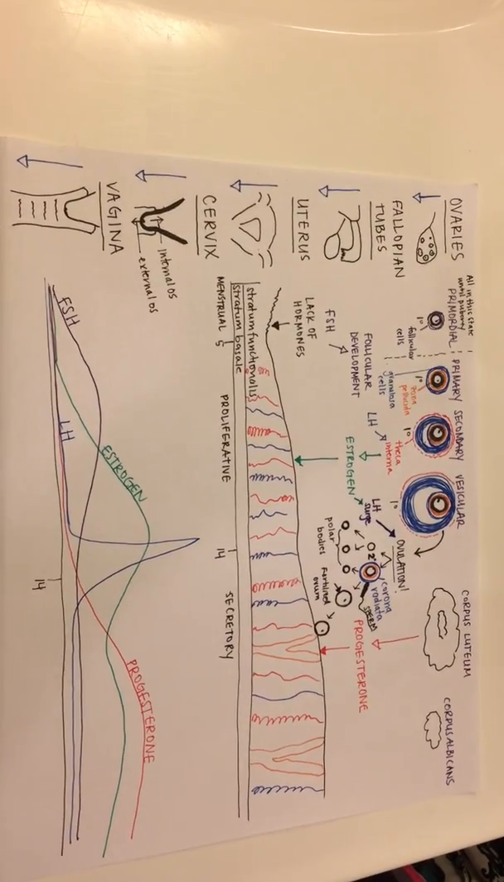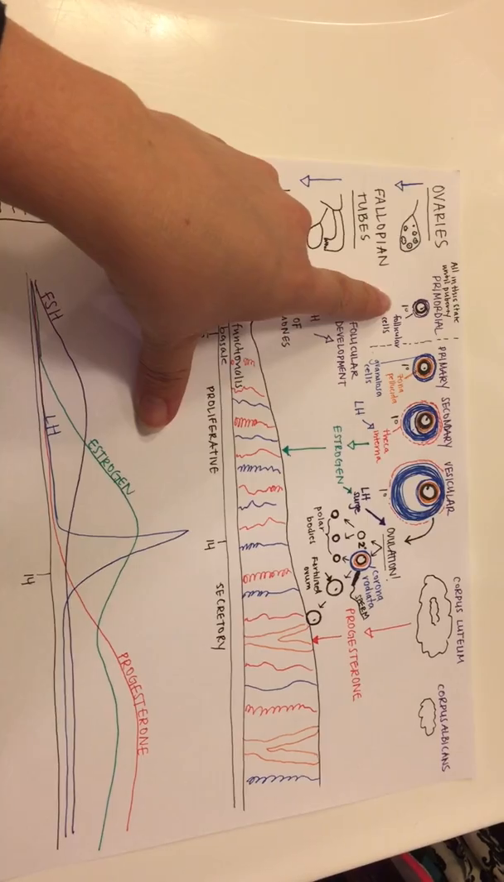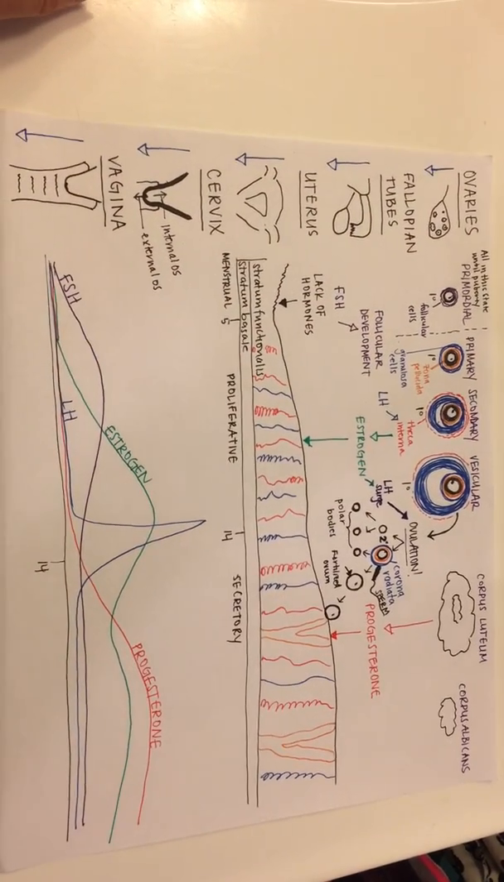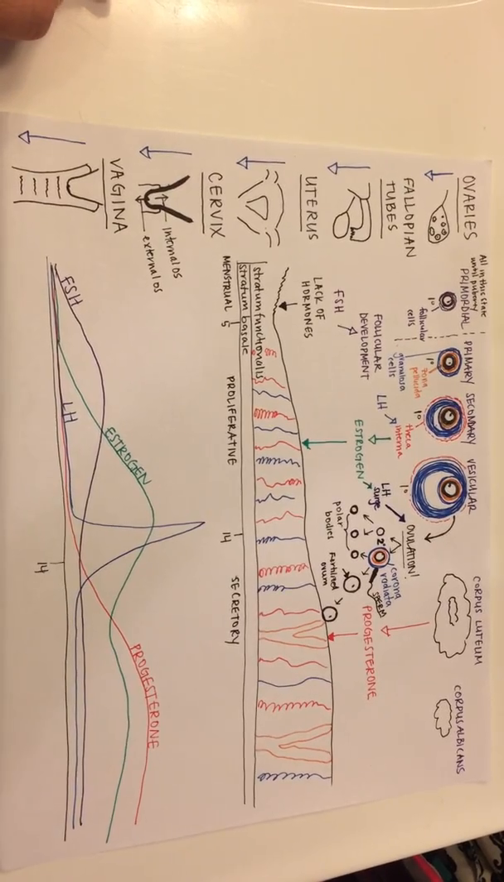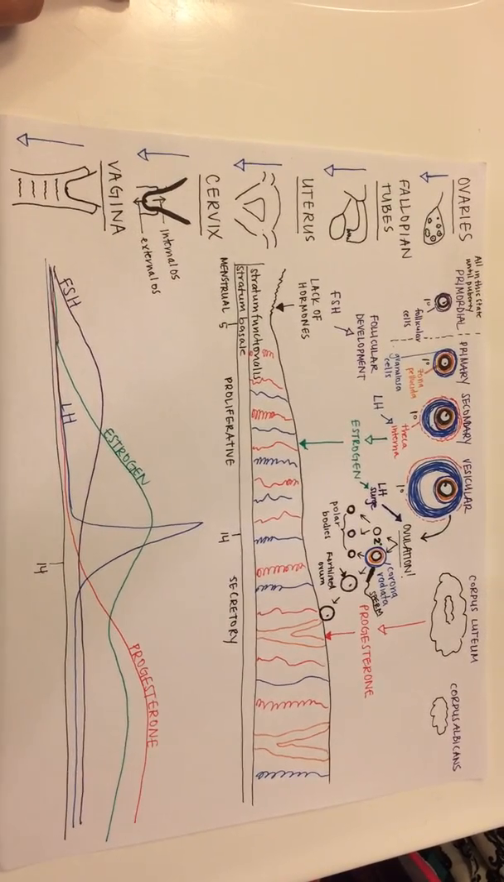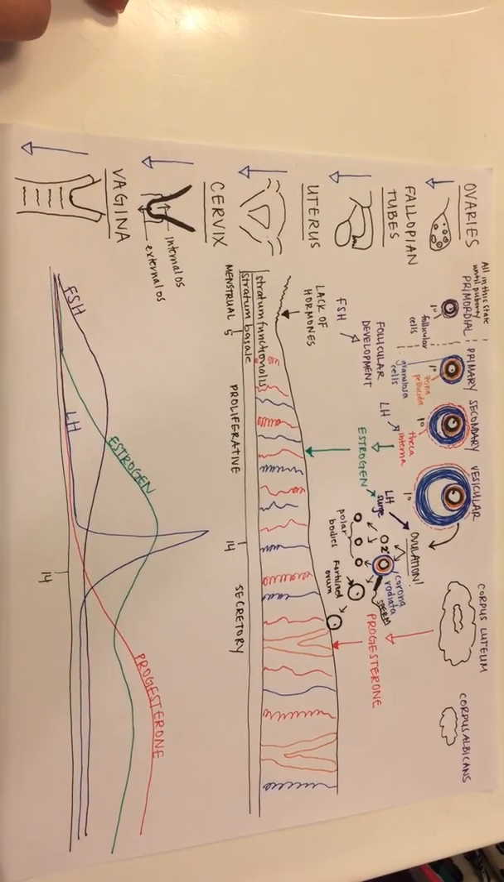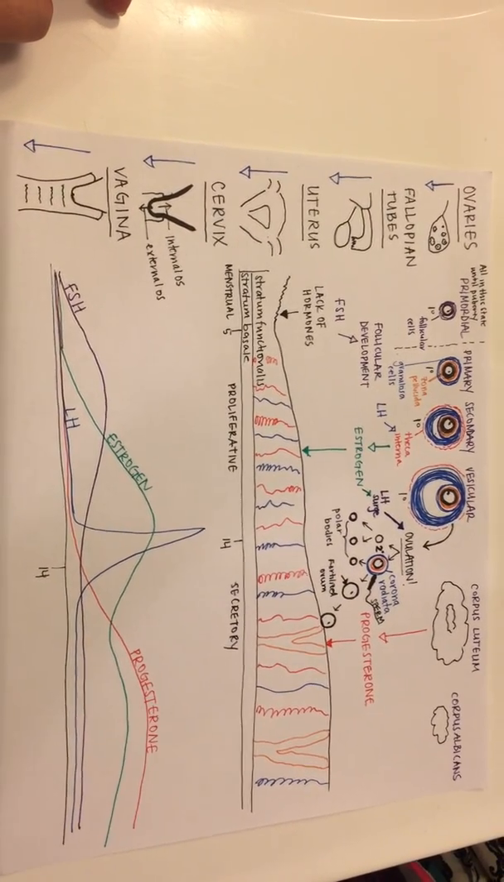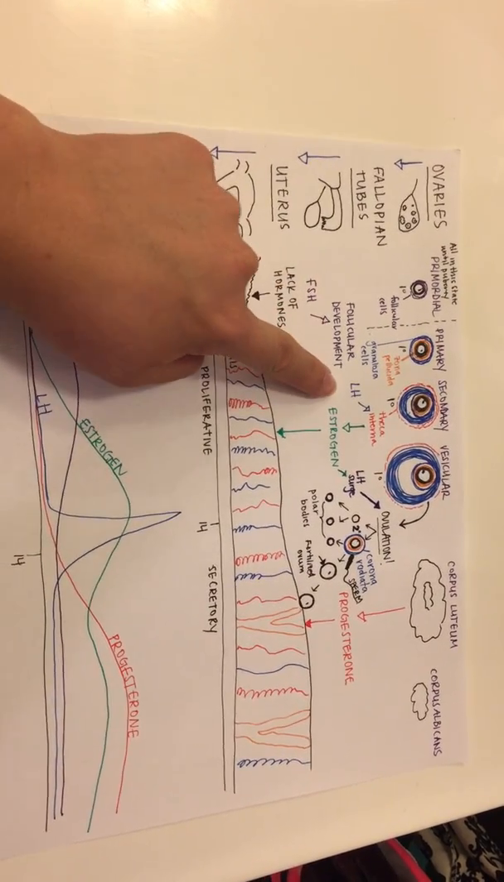So we start out with primordial follicles containing primary oocytes. And this is the state in which all of the eggs exist up until puberty. So every single egg is a primary oocyte, and every single follicle is a primordial follicle from birth up until puberty. Once puberty hits, we get a surge in the hormones FSH and LH.